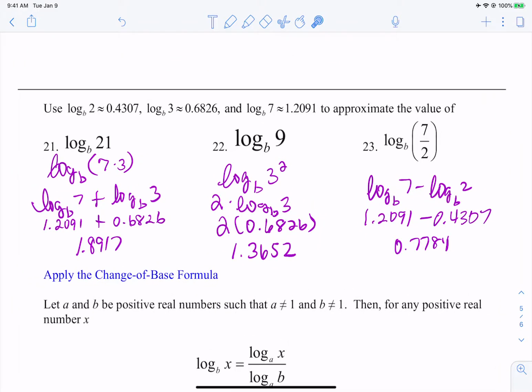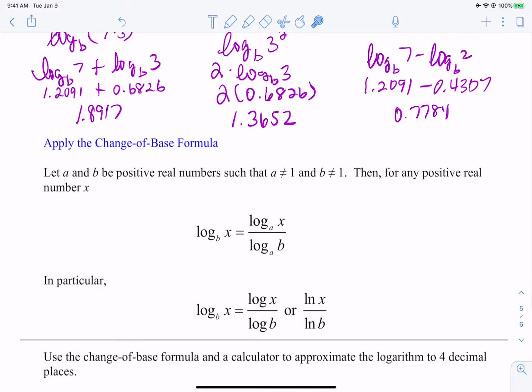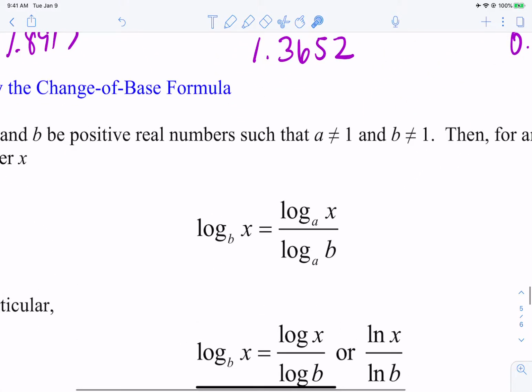Anybody have any concerns or questions about 21, 22, or 23? Okay, so finally, we are going to learn the change of base formula. Now, if you start out with a log base b of x, and they are not related, so b might be the number 2 and x might be 27, those two are not related numbers. If that's the case, you can do the change of base formula.